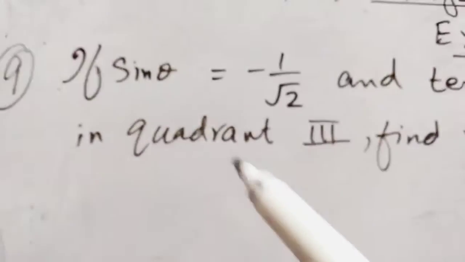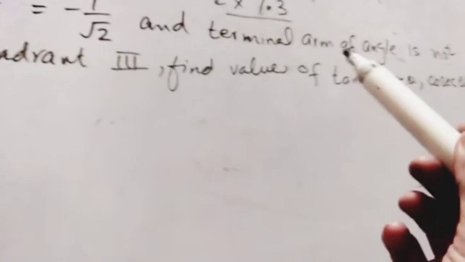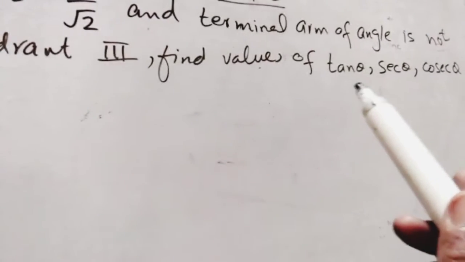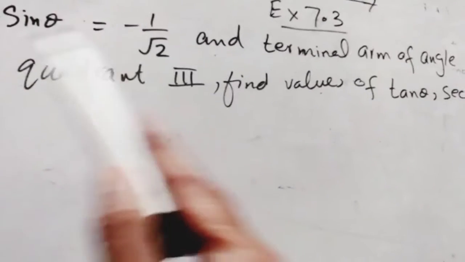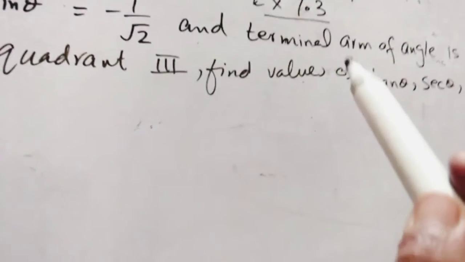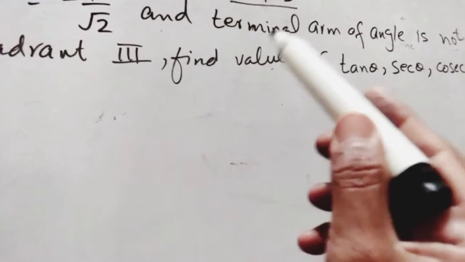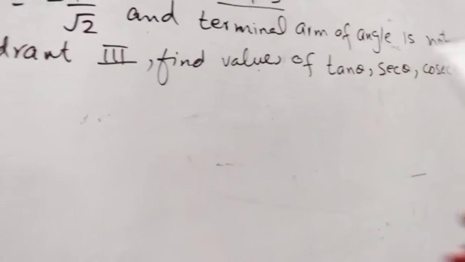Now question number 9. If sin theta is equal to minus 1 by under root 2 and the terminal arm of the angle is not in quadrant 3, then find the values of tangent theta, secant theta and cosecant theta. In this question, sin theta is given as negative, and they said that the terminal arm of the angle theta is not in quadrant 3.